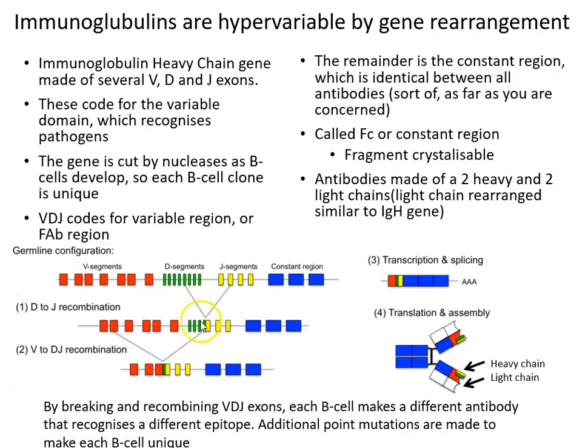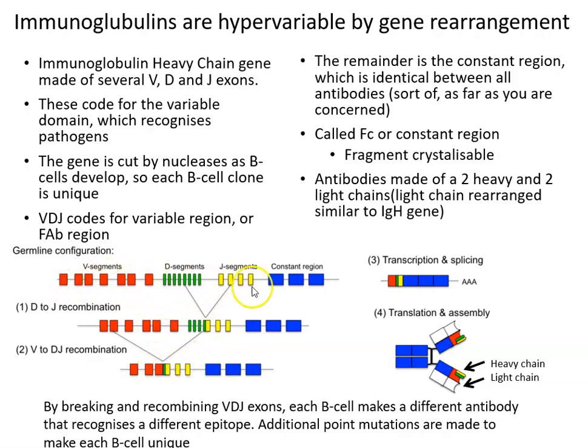Initially, you will get recombination of the D and the J region. So you get a cut in the DNA here and here, chop out all of these exons here, and then stick the DNA back together. And then we can get another cut somewhere in the V region and somewhere else in the D region and cut all of the DNA back together.